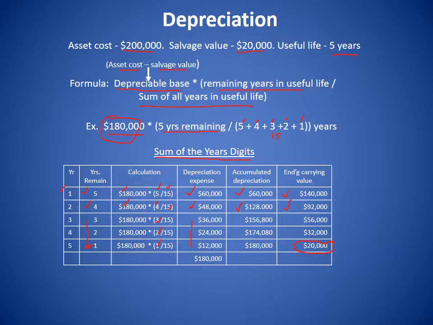Now, you'll probably also notice if you compare this back to the previous slide, for the first 2 years, the sum of the year's digit depreciation expense is higher, quite a bit higher than that of straight line. So again, this is an example of an accelerated method of depreciation.